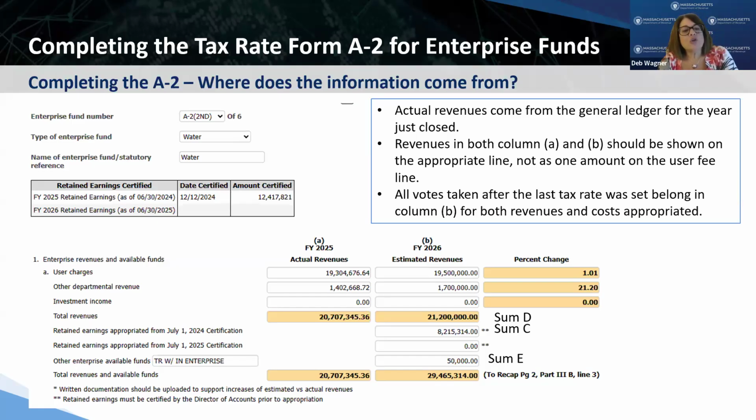So I showed you that the total revenues tied to the vote of the city council of the $21,200,000, but behind the scenes, there's a budget book or something somewhere that breaks out the revenue estimate between the user charges line and the other departmental revenue line. So you should split those out into their appropriate line.